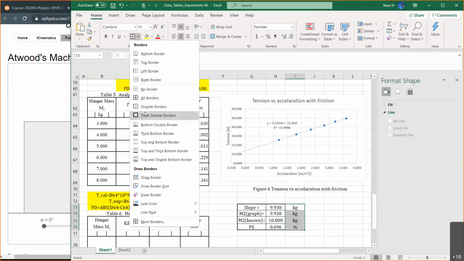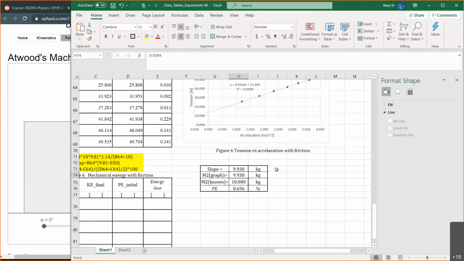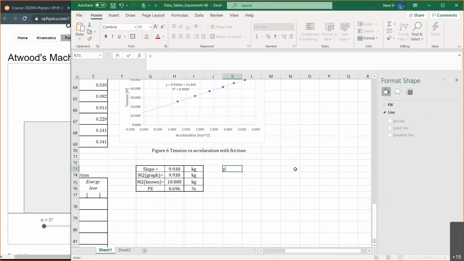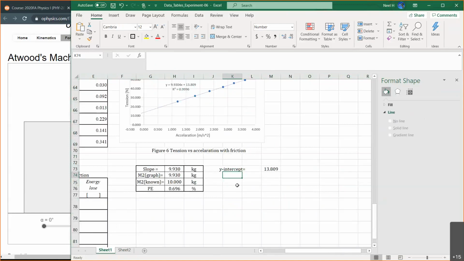Let's do one more quick analysis. I can do the same by using the intercept, so let's do that also. The y-intercept of the graph is equal to 13.809. By using that, we can re-estimate the mass. The mass of object 2 should be the intercept divided by mu times the gravity. So let's do that: the mass M2 from the y-intercept.